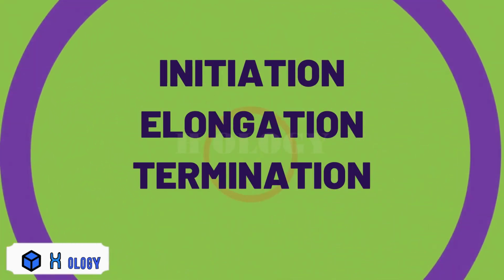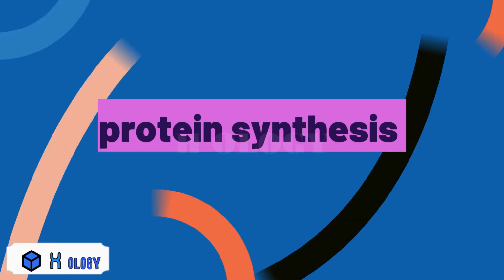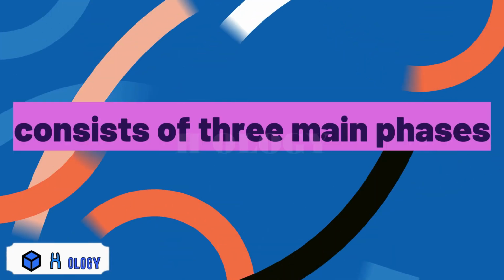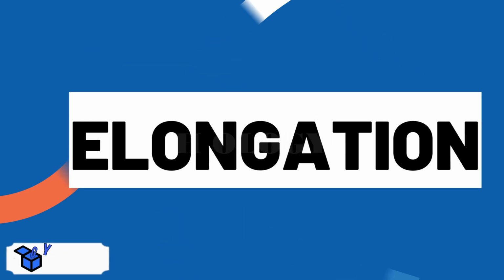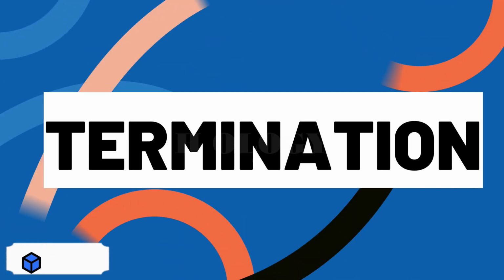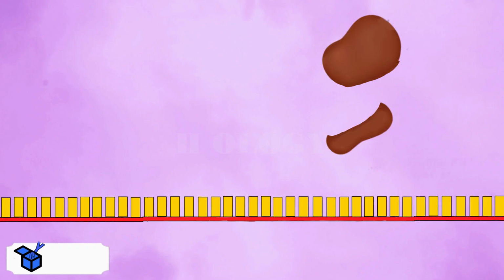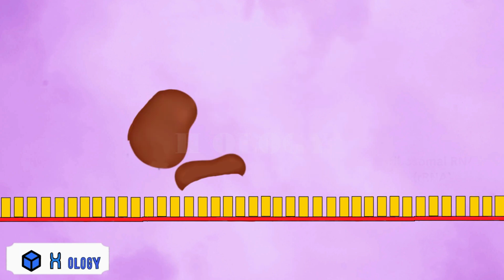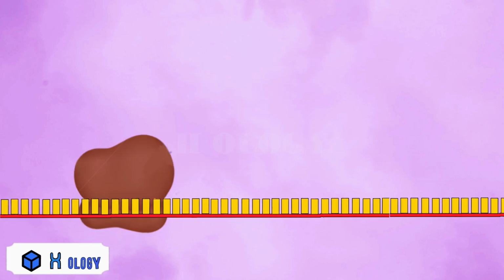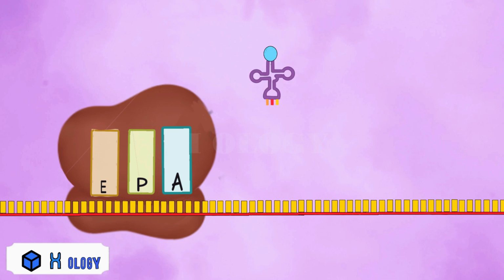Initiation, elongation, and termination. The process of protein synthesis consists of three main phases: initiation, elongation, and termination. During initiation, the ribosome assembles on the mRNA, along with initiation factors and a special tRNA carrying the start codon. Now the first tRNA molecule is in the P site.